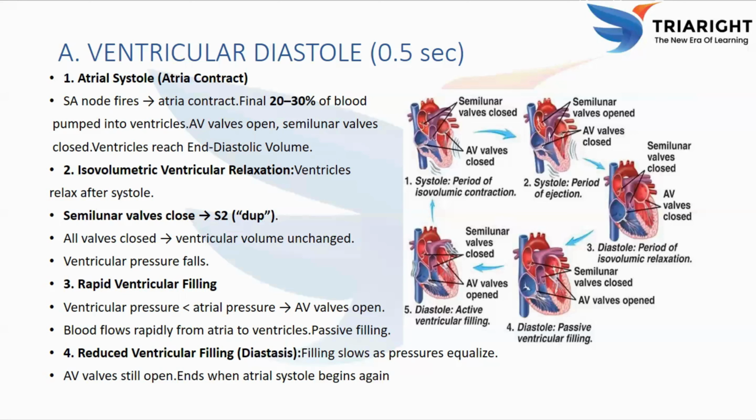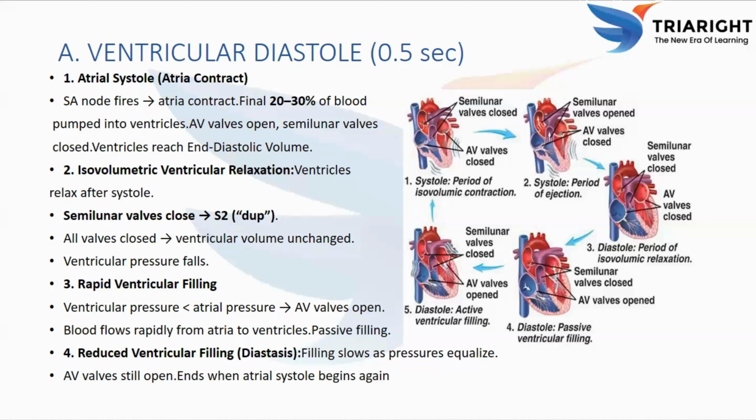And then coming to the isovolumetric ventricular relaxation. What do you mean by isovolumetric ventricular relaxation? The ventricles relax over here after contracting. The semilunar valves close, making the second heart sound, dup. All valves are closed, so no blood enters or leaves. The ventricular pressure falls, but volume stays the same. So the ventricles are really resting, pressure drops, but no blood moves out. So this is about the isovolumetric ventricular relaxation.